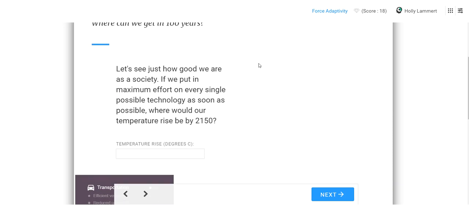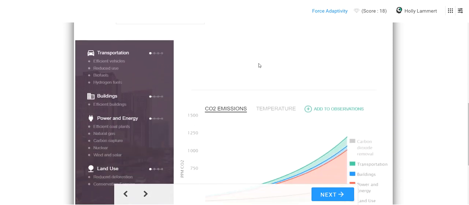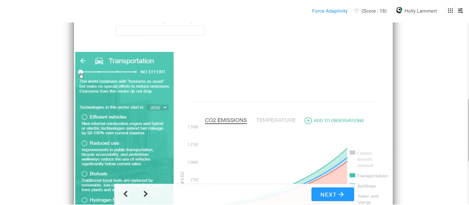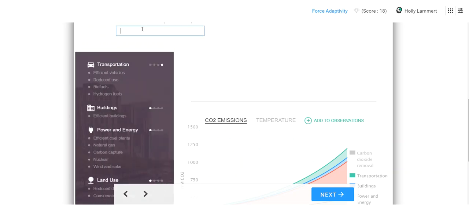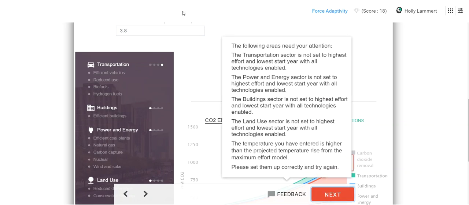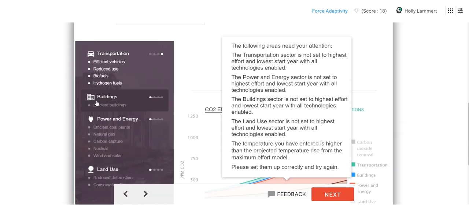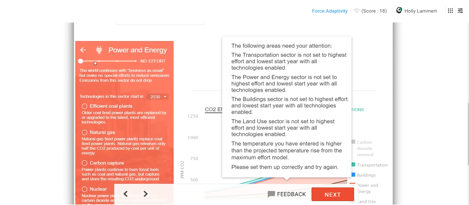And let's see how good we are as a society. If we put every maximum effort on every single possible technology, where would our temperature rise to? So go ahead and do that. So for each one of these, go all the way up to maximum effort. And then see what your number is. And I already actually calculated that the first time. That's where we're at. Okay, it's not letting me pass unless I do it all. So go ahead and do it all. Set all these, take all the efforts to the maximum.